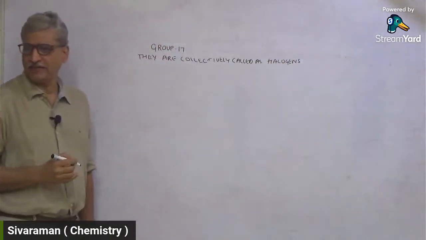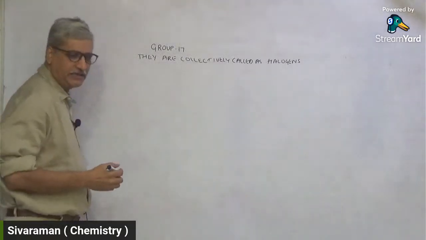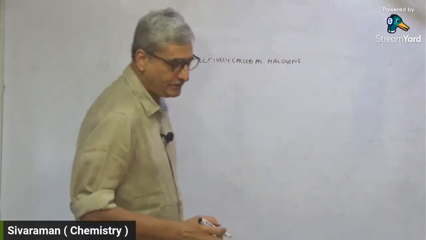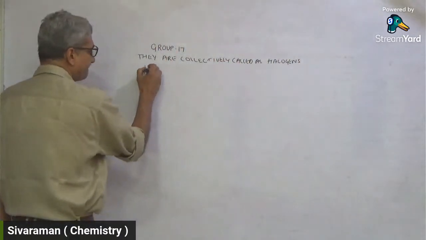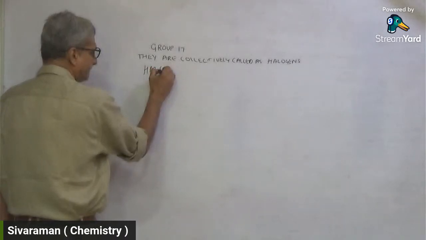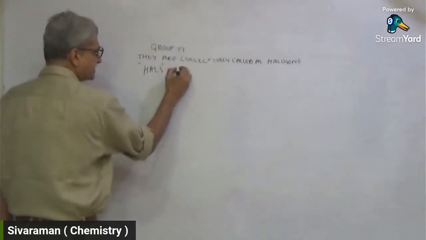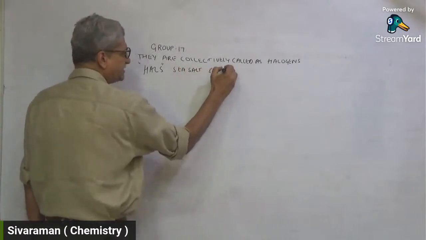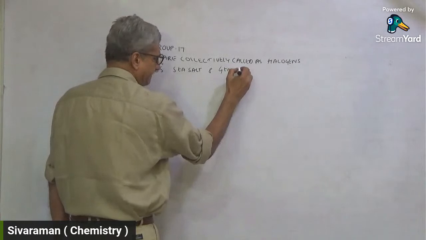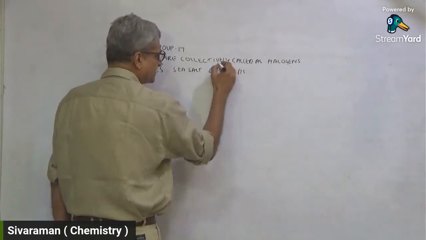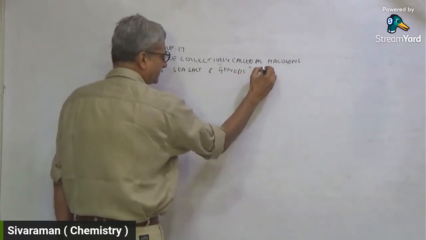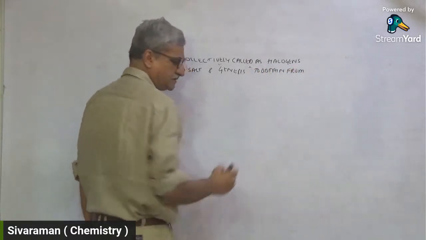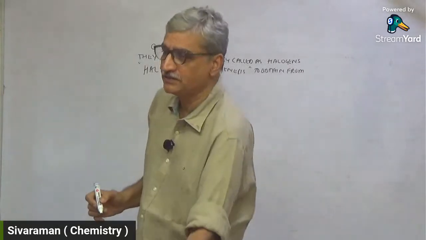How did the name halogen come about? The name halogen came about from the Greek word hals, which means sea salt, and gens or genesis, which means to obtain from. To obtain from. It is a fact because one of the most important halogens, something we are commonly aware of.